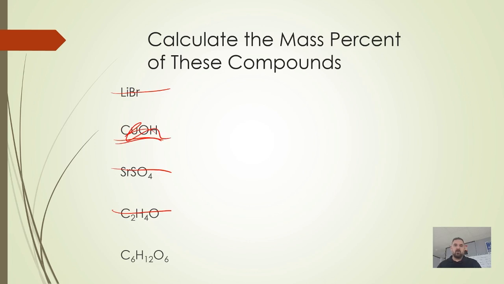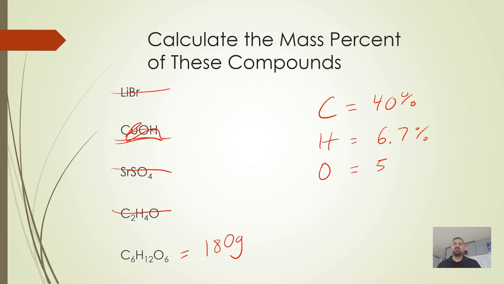All right, so what's the molar mass of glucose? All right, 180 grams. And then what is our percentage of carbon? 40%. What about hydrogen? 6.7%. And then oxygen? 50 what? 53.3%. All right, hands up, you got these numbers? All right, nice job. Let's go ahead and move to the next one.